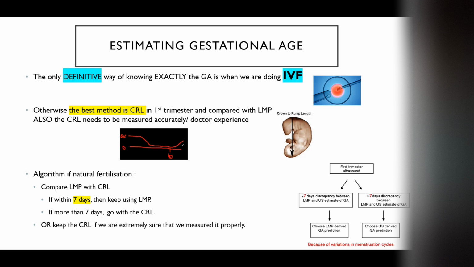Okay. And this is important for when you deliver the baby. When you do IVF, it's the only, let's say, indication where you can plan your C-section at 39 plus 1. So when you do IVF, it's important because you know exactly the gestational age and you can plan the C-section at an earlier age. While if it's naturally fertilized, you have to wait just to be sure, okay? We said the best method is crown to rump length.